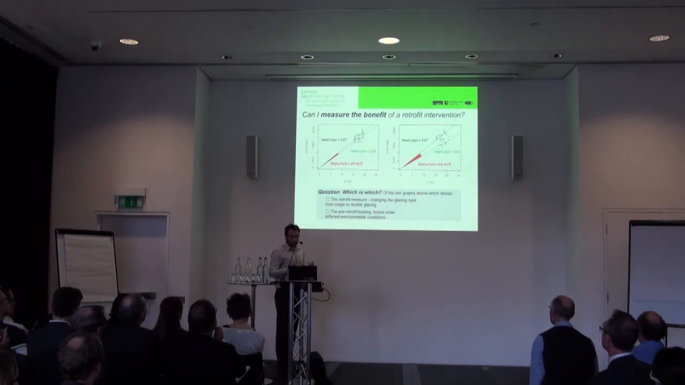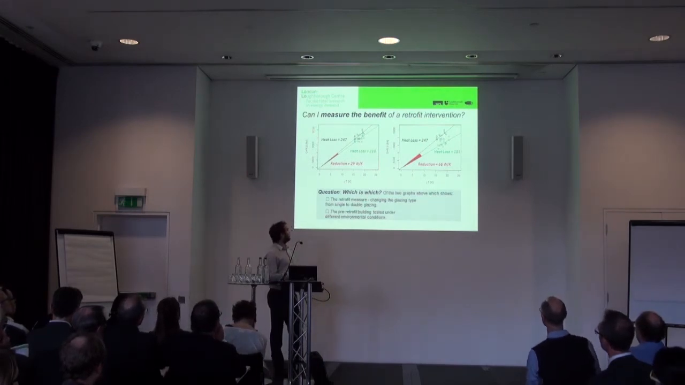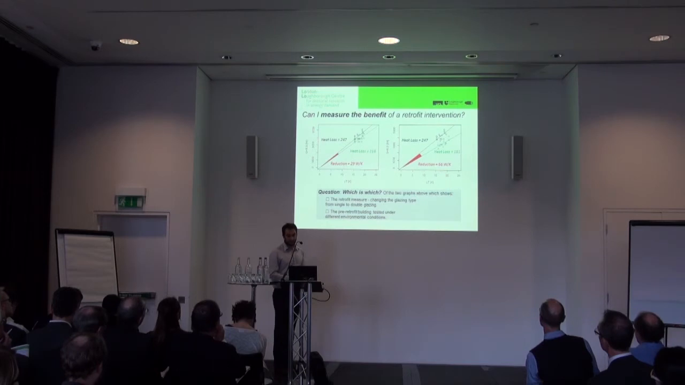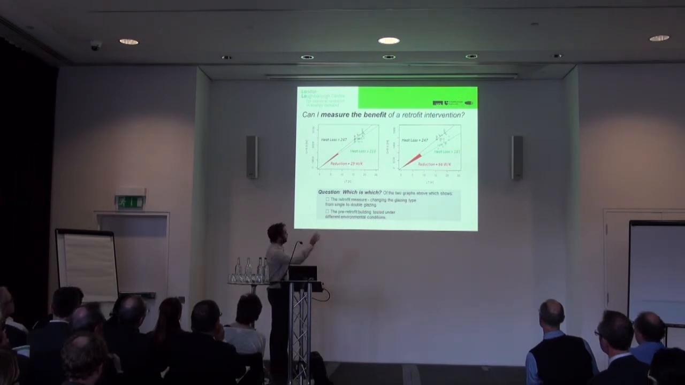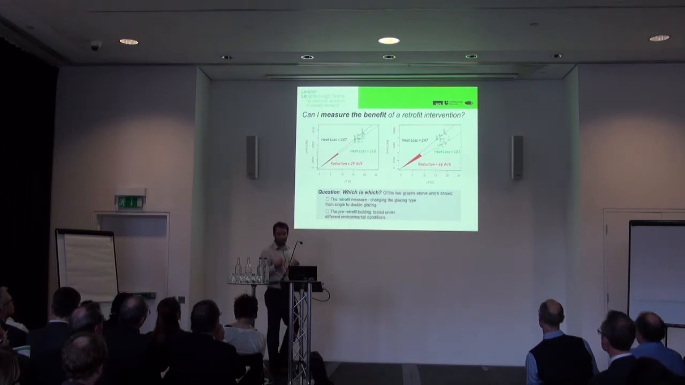The final question to do with these issues of comparability is, can I measure the benefit of a retrofit intervention? Two people came to the poster asking about retrofit interventions, and they're interested in measuring this sort of thing. What I've shown you is two before and after cases. The baseline case, the black points of each graph, is a heat loss of 247, and then we're seeing two reductions when we've measured the heat loss again. The one on the left is actually a retrofit intervention, changing from single to double glazing. It's measured under the exact same conditions, so we can quite reliably say that we think the reduction is about 29 watts per Kelvin.